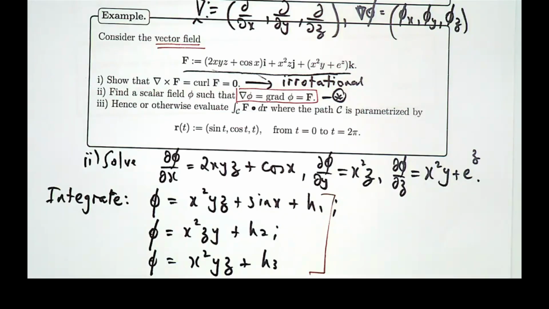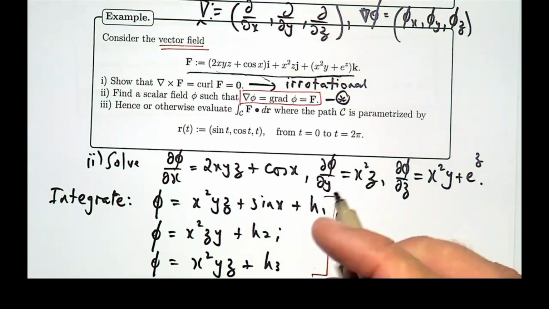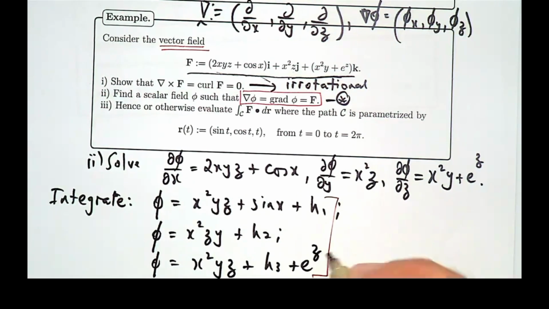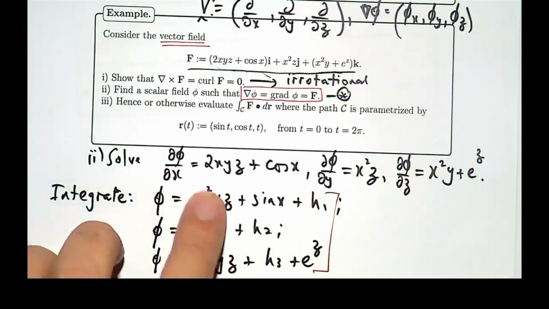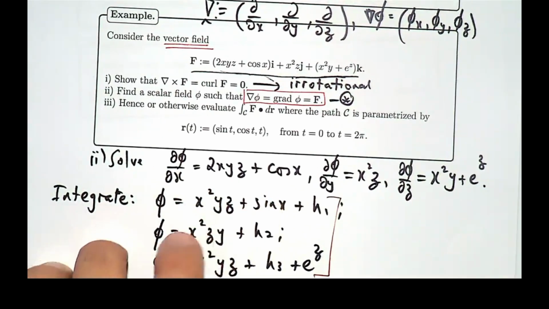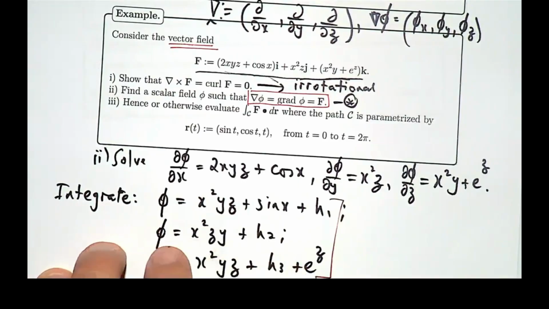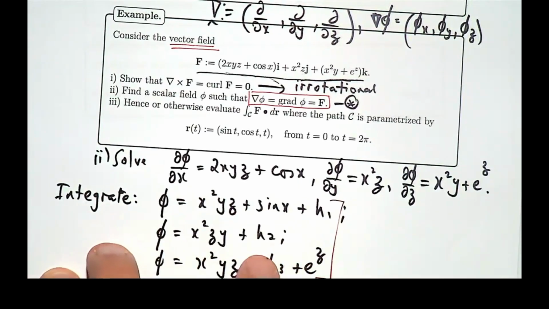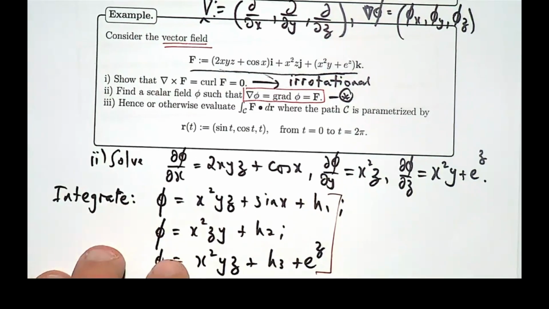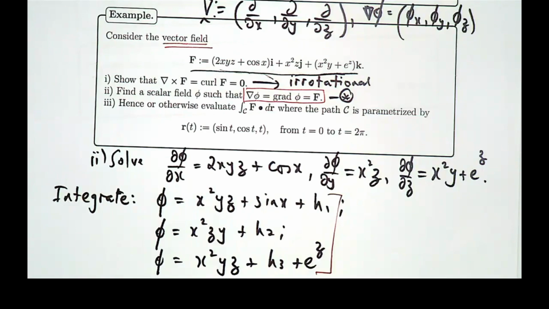But what about, oh, I've forgotten the e to the z. But what about the other bits? So when we integrate e to the z, it'll go down there. Thank you. So that bit's in all of them. There's a sine x there, there's no sine x there, there's no sine x there. There's an e to the z here, no e to the z there, and no e to the z there. So it's a game now of choosing h1, h2, and h3 so all the three expressions for phi are exactly the same.